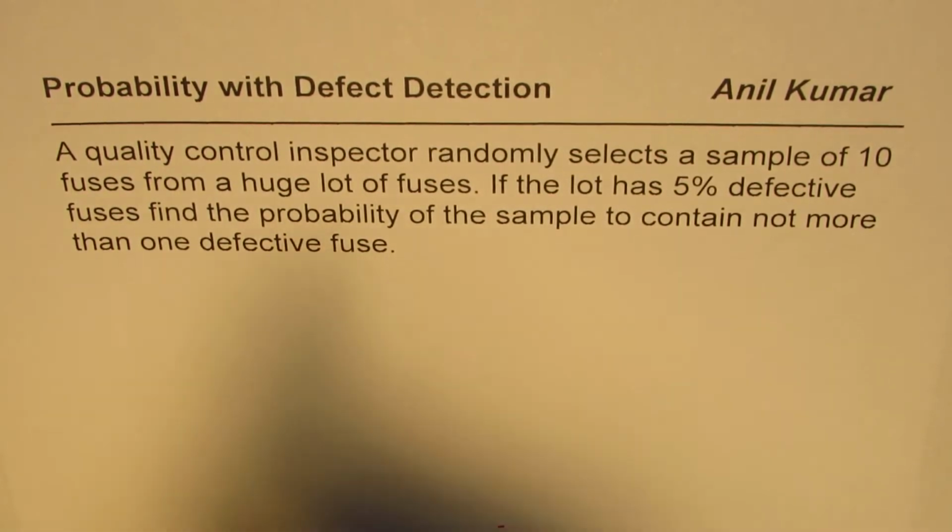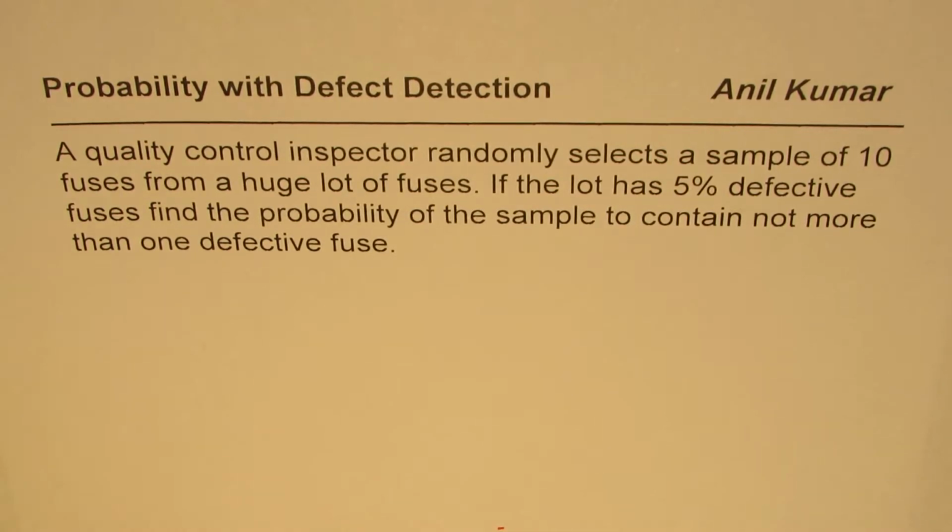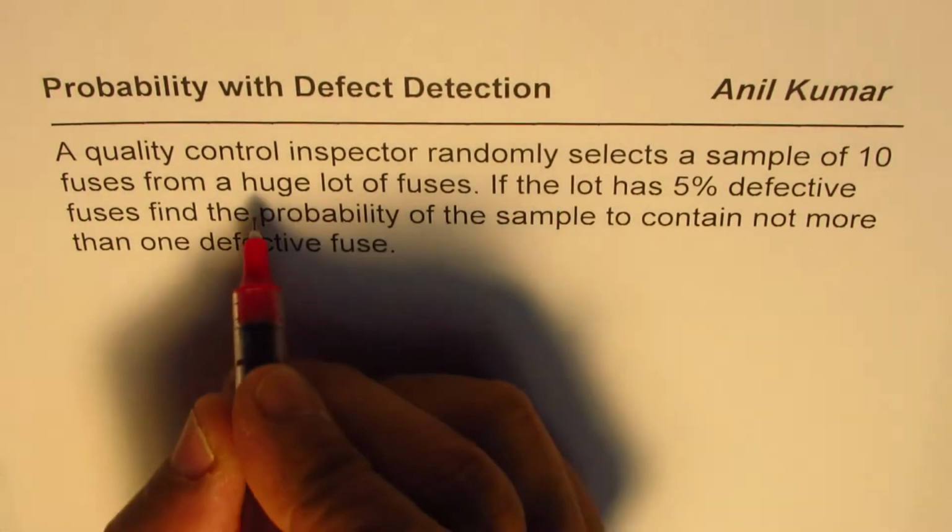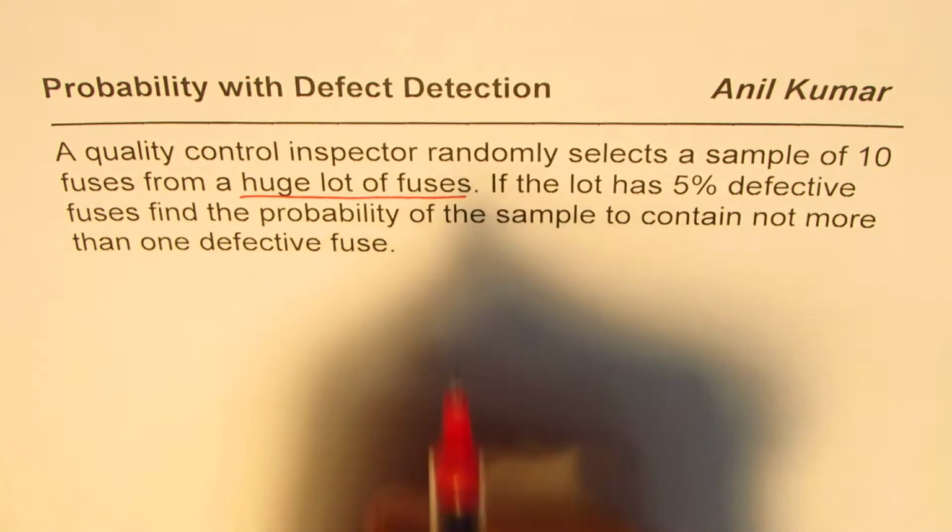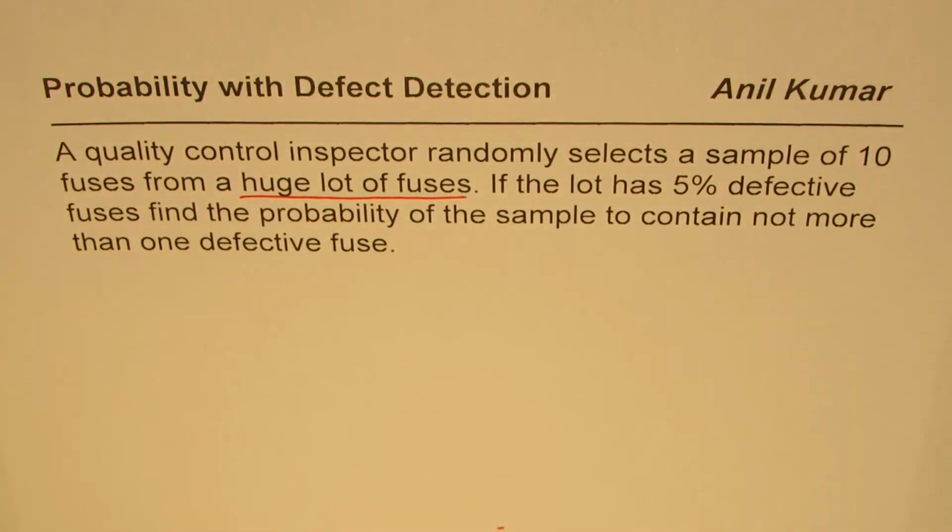Now, two things are important to understand. One is we are saying huge lot of fuses. So in such cases, whether it is with replacement or without replacement doesn't matter. There is a huge lot of fuses. So at random, the inspector is picking up 10 fuses. That is the scenario.